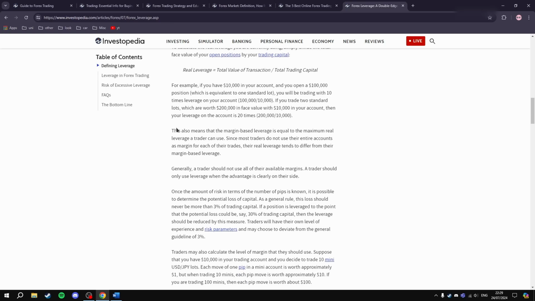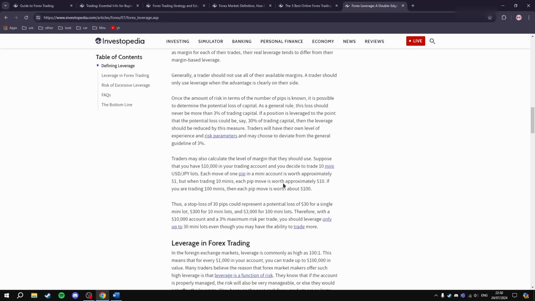This also means that the margin-based leverage is equal to the maximum real leverage a trader can use. Since most traders do not use their entire accounts as margin for each of their trades, their real leverage tends to differ from their margin-based leverage. Generally, a trader should not use all of their available margin. Traders should only use leverage when the advantage is clearly on their side.